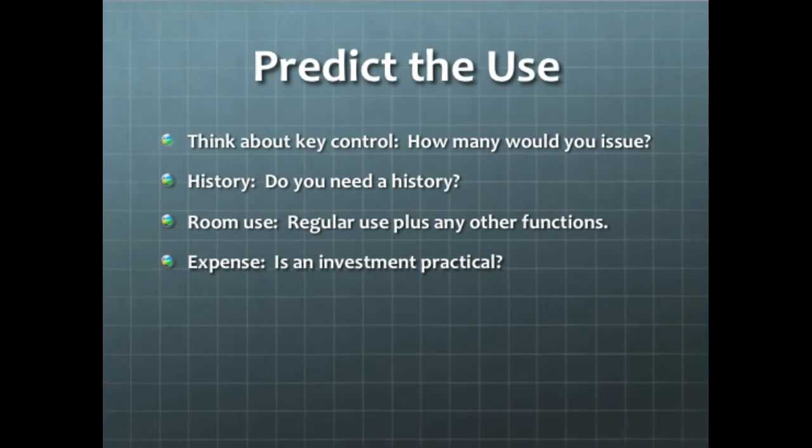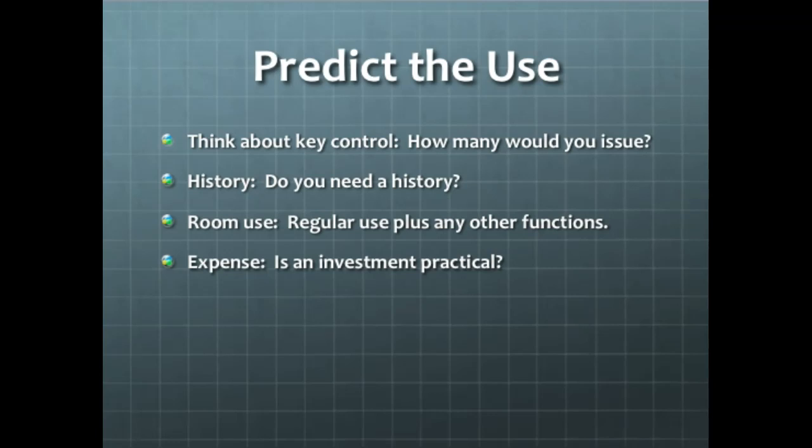You're going to think about things like key control. How many keys would you have to issue if you had a key on the door? Do you need a history? Do I want to know who went in and out of this room at any particular time? The more private an office is, the less likely you're going to have that, because there'll only be 1 or 2 people. Like an executive's office, they seldom have card readers on their door because they're the only ones who should go in and out, and they're the only ones who carry a key. So anytime there's entry, you know who went in because they have the key.